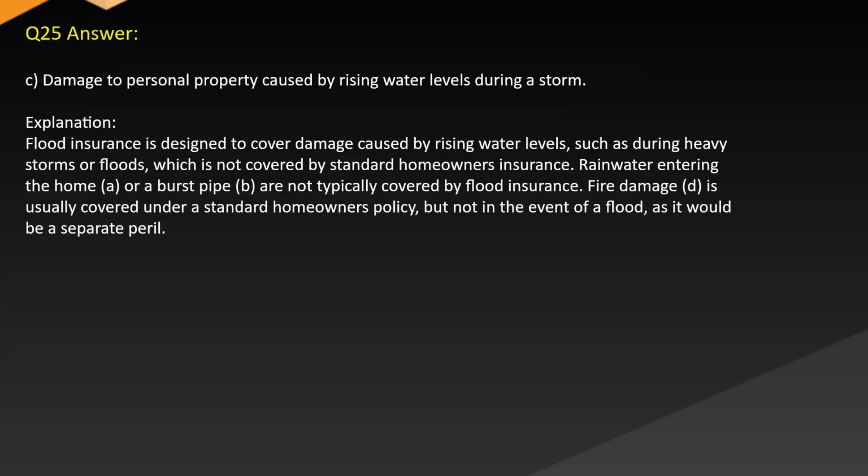Answer: C. Damage to personal property caused by rising water levels during a storm. Explanation: Flood insurance is designed to cover damage caused by rising water levels, such as during heavy storms or floods, which is not covered by standard homeowners insurance. Rainwater entering the home or a burst pipe would not typically be covered by flood insurance. Fire damage, D, is usually covered under a standard homeowner's policy, but not in the event of a flood, as it would be a separate peril.